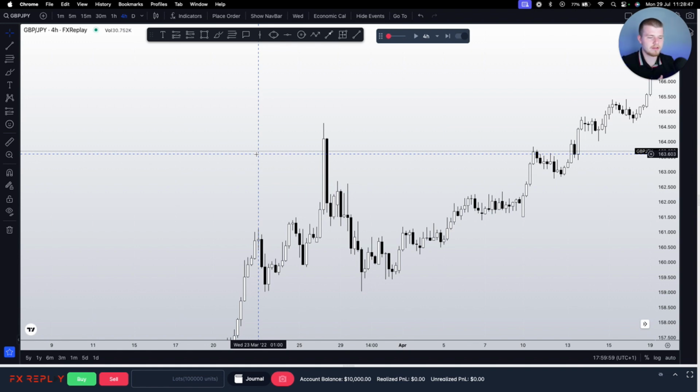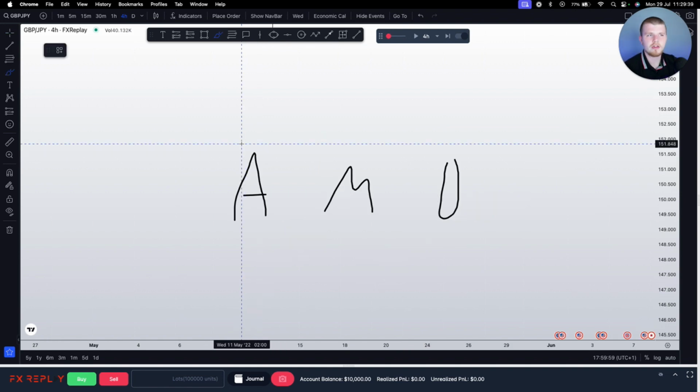So I would identify my fair value gaps and then I would identify my liquidity and I'd look to trade to those things. But now we need to pair this with a structure tool. So what is my structure tool? My strategy revolves solely around AMD. So what we're going to be doing now is going over AMD in complete depth. So what is accumulation?